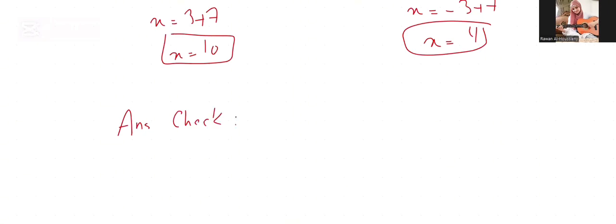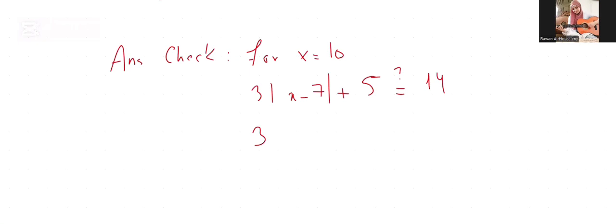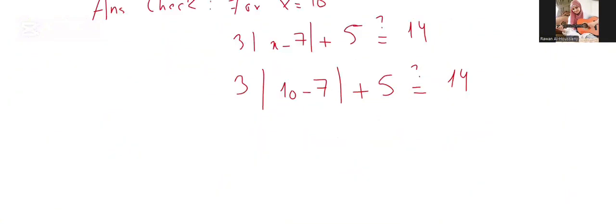So for the first one, I had the equation for x equal to 10. I want to see if this is accepted or rejected. Our equation was 3 multiplied by the absolute value of x minus 7, plus 5. I want to see if substituting 10 in place of x gives us 14 or not. So now we have 3 into the absolute value of 10 minus 7, plus 5. We have to see if it gives us a value of 14.